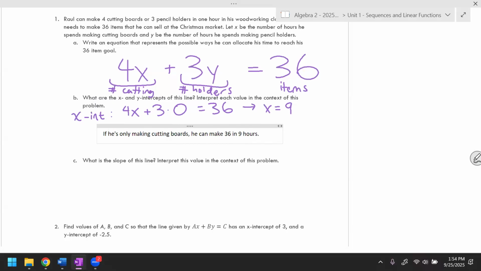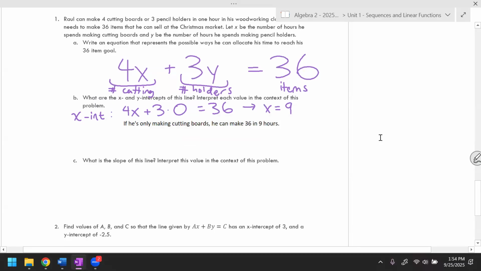Yes. Lovely. What about the y-intercept? Same idea. What did you get for the y-intercept? 0, 12, because I'm just going to make my x equal 0. 3 times y equals 36, implying that y equals 12. And that means if he's only making pencil holders, to make 36, it's 12 hours.